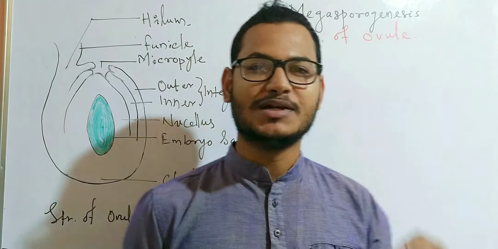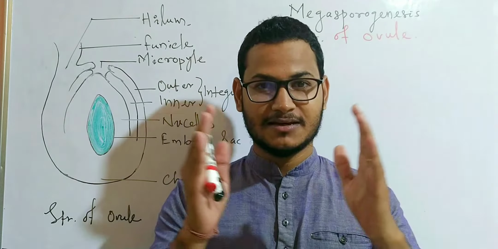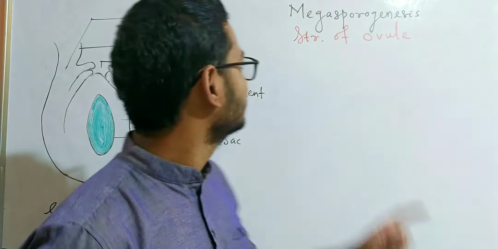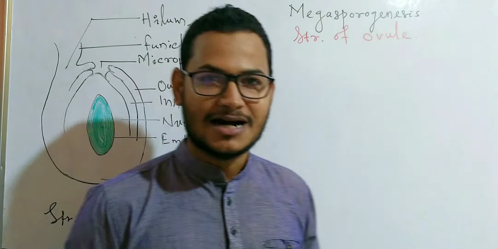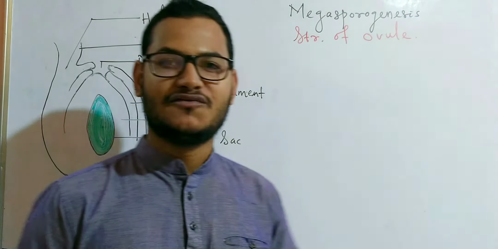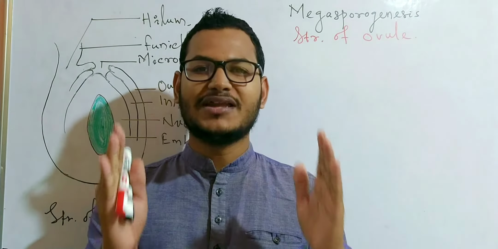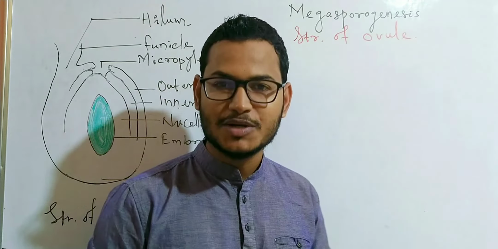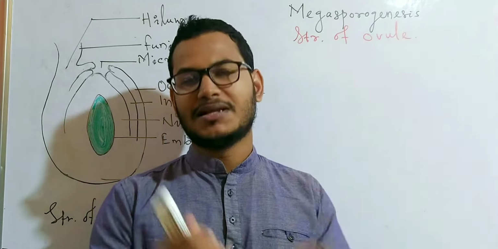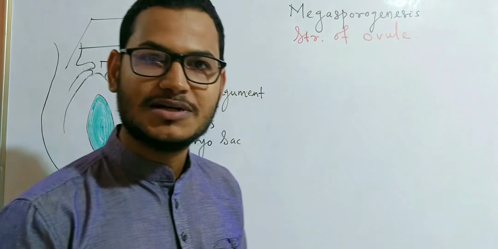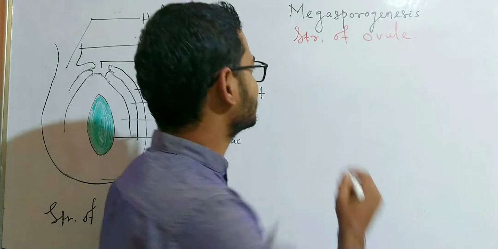In this lecture we are going to discuss a very important topic in a very easy way. It is megasporogenesis, and we will discuss the structure of ovule. We are also going to know very well how the development of embryo sac takes place, or how the female gametophyte is produced. So we will discuss the development of embryo sac as well.